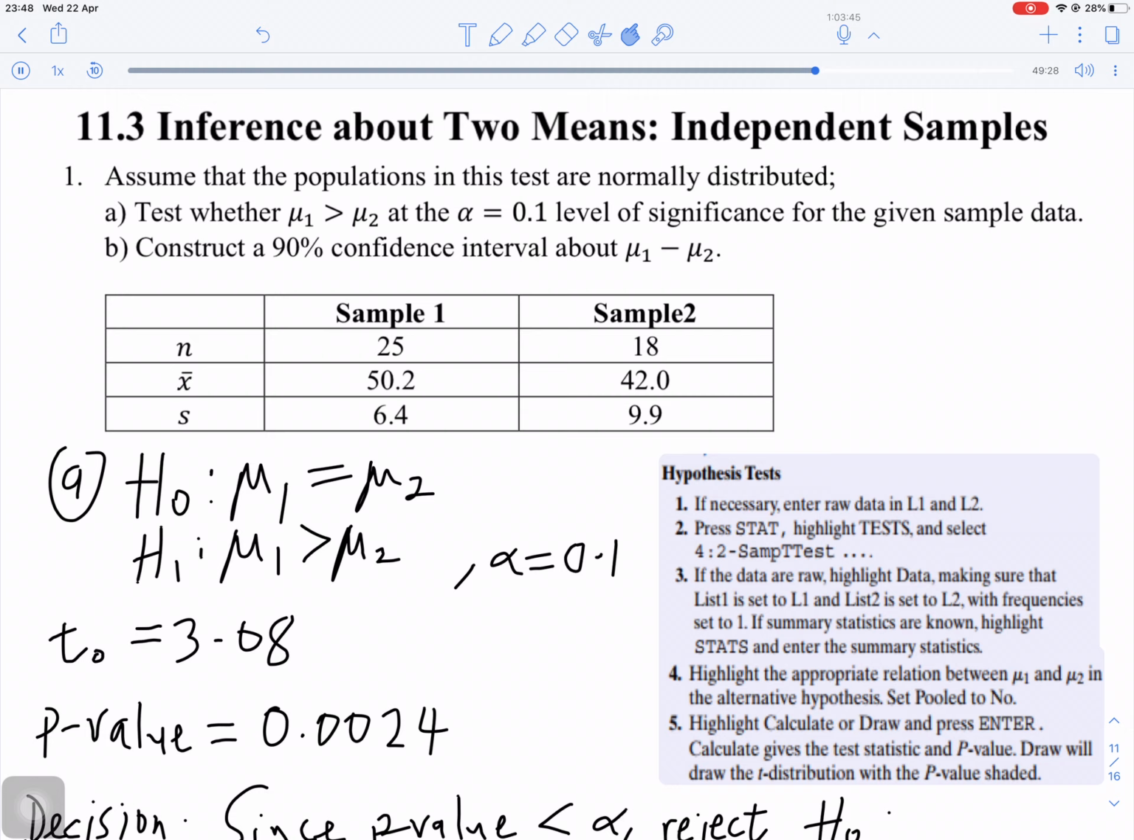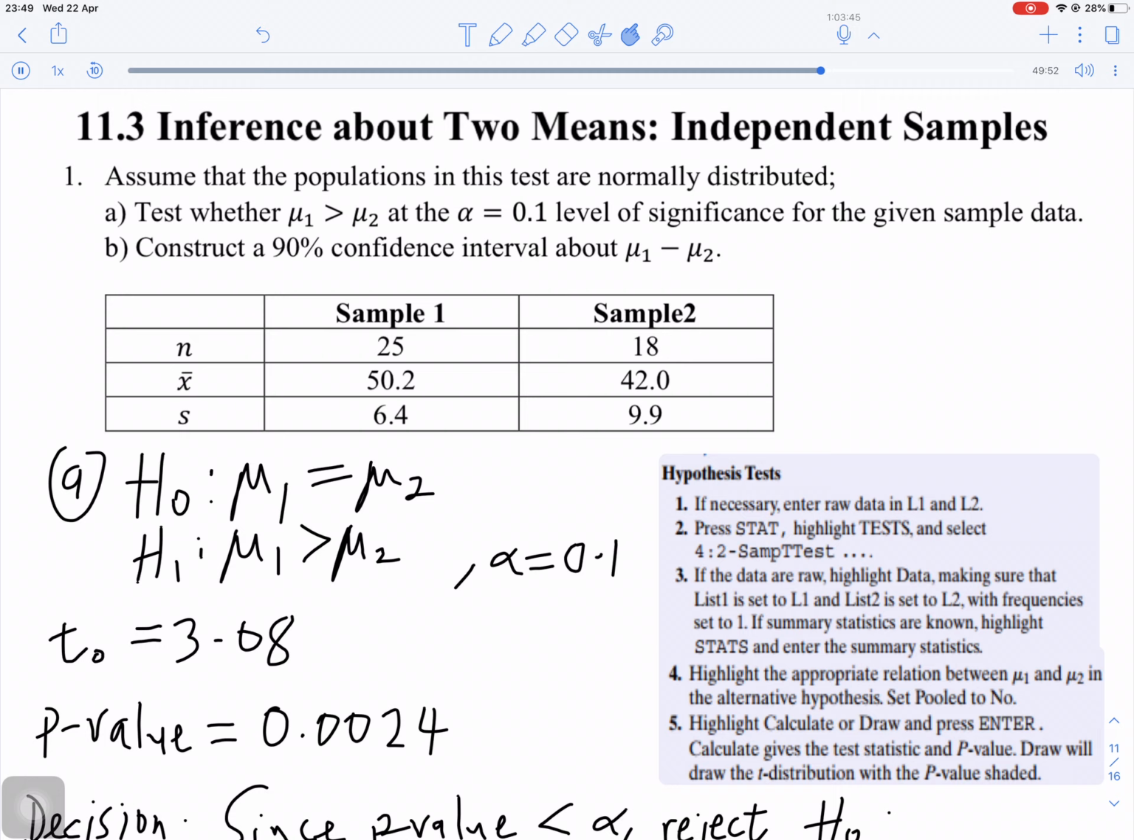Alright. So A says test whether mu1 is greater than mu2. In this section, we don't talk about anything like mean difference; we only talk strictly about the means. So test whether mu1 is greater than mu2 at alpha equals 0.1 level of significance for the given sample data. And then B, construct a 90% confidence interval about mu1 minus mu2.